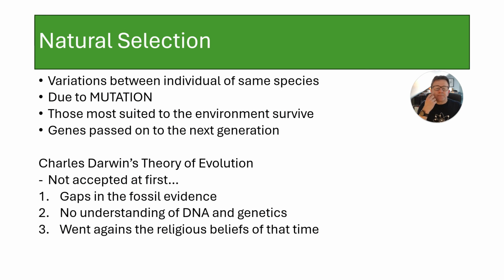Natural selection. You need to know about Darwin's theory of evolution, theory of natural selection, sorry. So there is variation between individuals of the same species. There is a mutation. So random mutations mean that some individuals have an advantage and are therefore more suited to survive in a particular environment. They then grow to adulthood and they pass those genes on to the next generation.